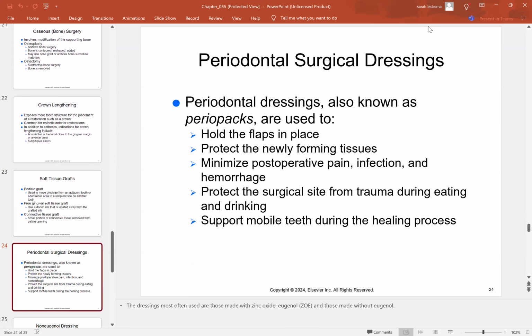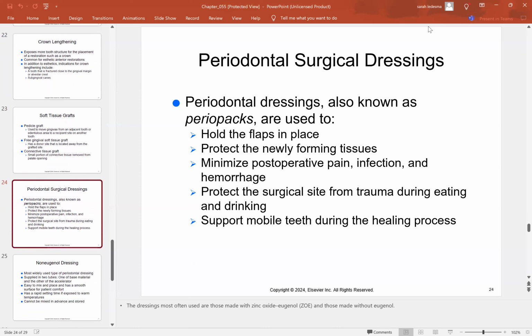Periodontal dressings, also known as periopacs, are used to hold the flaps in place, protect the newly forming tissues, minimize postoperative pain, infection, and hemorrhage, protect the surgical site from trauma during eating and drinking, and support mobile teeth during the healing process.